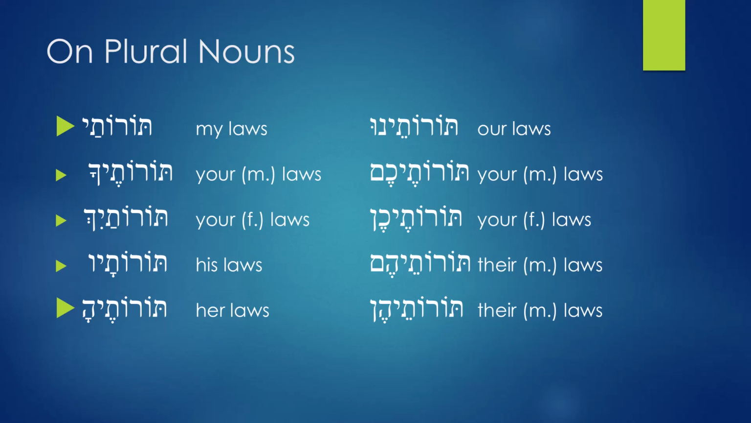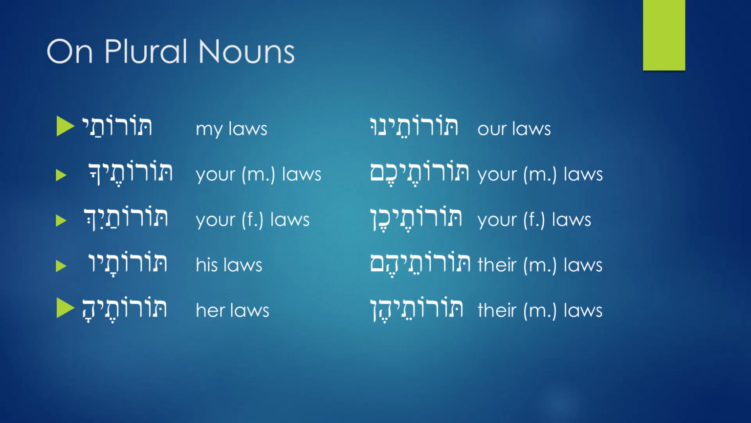First person common plural, we have torotenu. That nu is saying our laws. Second person masculine plural, we have torotechem. And that means your laws. Second person feminine plural, we have toroteken. And that means your laws. In the third person masculine plural, we have torotehem. And that means their laws. Third person feminine plural, we have torotehen. And that means their laws.